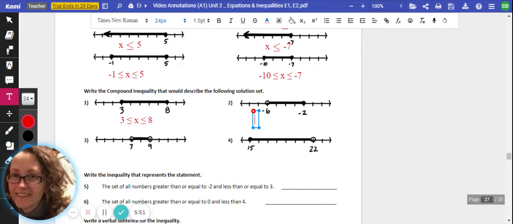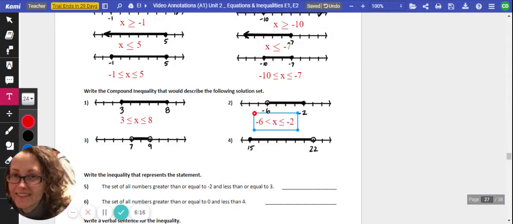So what does that look like for this one over here? Well, we would want our critical numbers to be -6 and -2. I want just a less than symbol for the first one because there's no filled in circle here, and I want a less than or equal to for the second one. So again, no filled in circle means I do not want the line underneath. The filled in circle means I do.